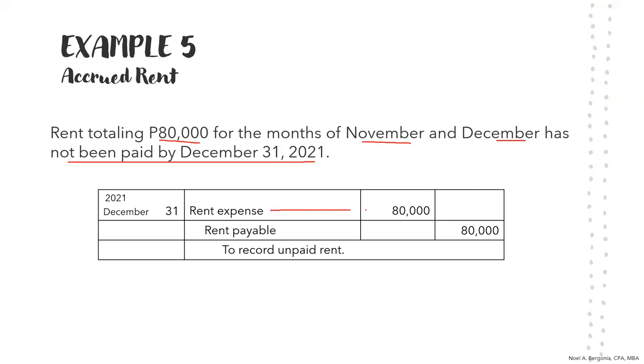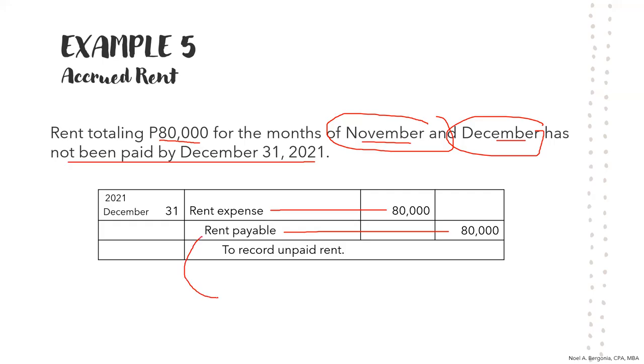So debit rent expense 80,000, kasi for sure nagamit na natin yan on the month of November and December, and then we credit rent payable 80,000. Or somehow, in some cases, pag nakakita kayo ng term na word na accrued, let's say accrued rent, so that is also a payable, okay, in this case. Okay, so this is to record unpaid rent. So clear po ba tayo doon?